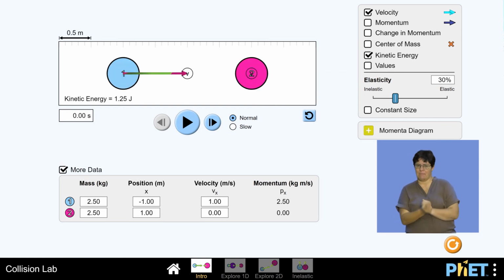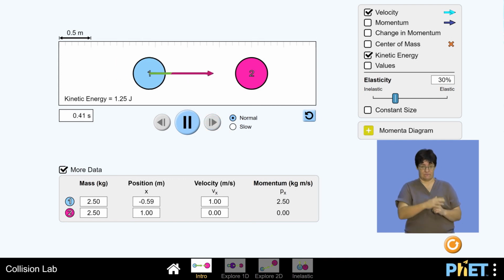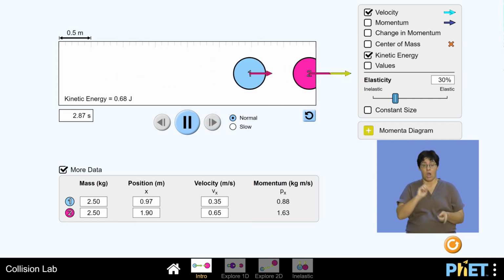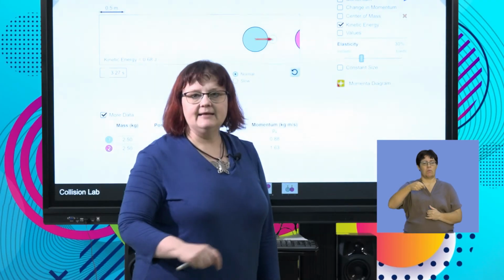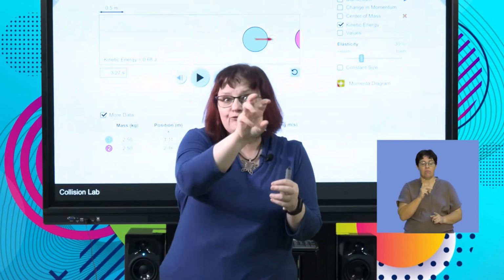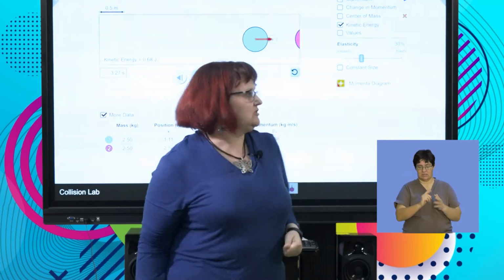Let's look at the kinetic energy. Before they collide, it's 1.25, the total. After they collide, it's now 0.68. The kinetic energy got smaller. In reality, if we could hear this, the difference in the kinetic energy, the fact that it got smaller, is sound. You would hear them colliding. There's going to be friction between them, so you'll have heat. If these were metal balls, you might see light, because they're rubbing against each other.